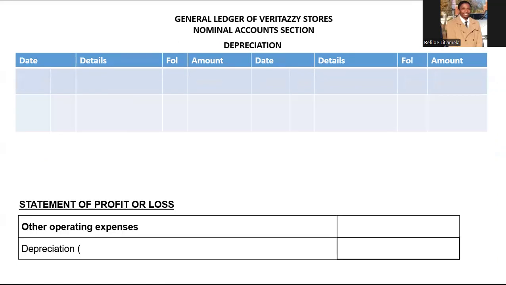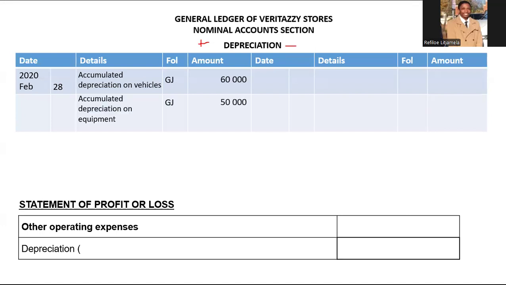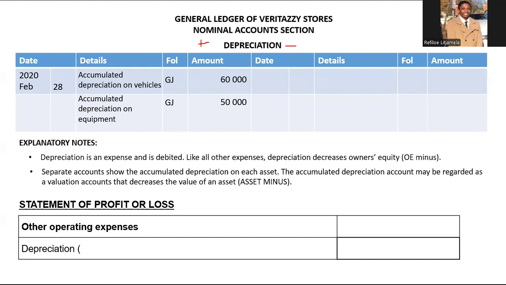Now, depreciation is an expense account. So the sign for depreciation will be plus and minus. It increases on the debit side, it decreases on the credit side. So for depreciation, you have accumulated depreciation on vehicles and accumulated depreciation on equipment. Later on, you will notice that we close it off against profit or loss because it's an expense account. In the income statement, when you recognize depreciation, you will add current year's depreciation, which will be that 60,000 rand plus the 50,000. And that will give you 110,000.